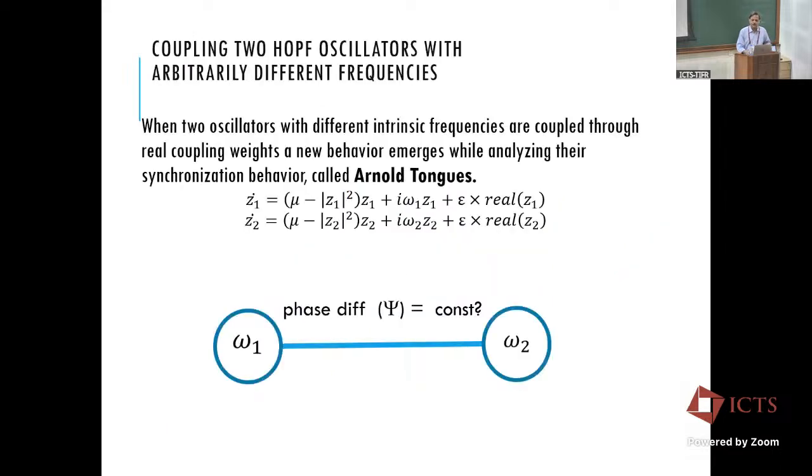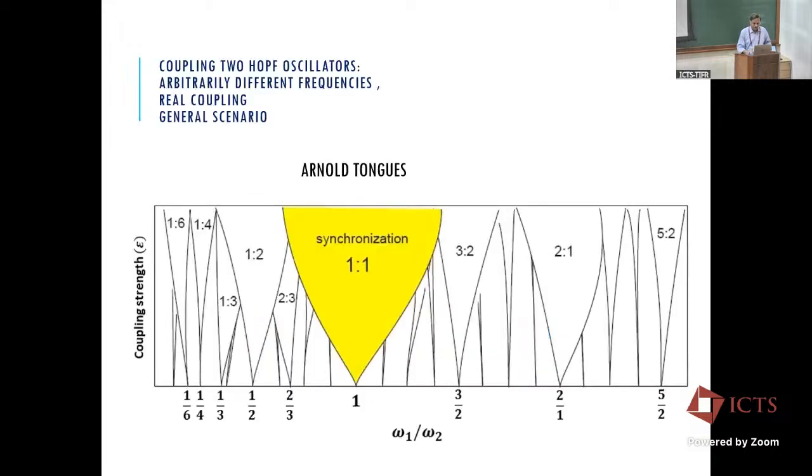Now, what happens if you take two oscillators with arbitrarily different frequencies? Now all hell breaks loose. It gets very complicated. So you take two oscillators with frequencies omega 1 and omega 2, and take the ratio omega 1 by omega 2. Let's say one of them is fixed at 1 and the other you're varying. The x-axis is that ratio and the y-axis is the coupling strength. Now let us look at the neighborhood of ratio 1. The frequencies are not the same, but close, so the ratio is close to 1.